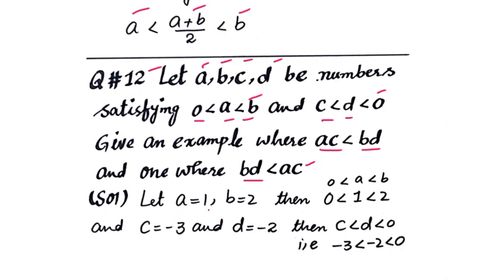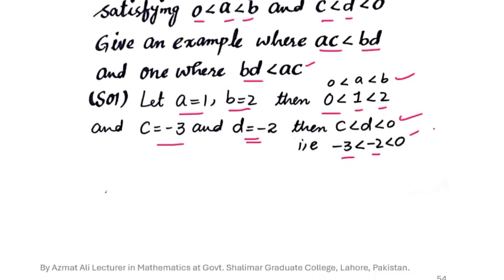I start here. Let a be equal to 1, b be equal to 2. You can see here 0 less than 1, 1 less than 2, that satisfies 0 less than a less than b. And I choose c equal to minus 3 and d equal to minus 2. Clearly minus 3 less than minus 2 less than 0, both are negative and satisfy c less than d less than 0. Now I have to find the values of ac and bd.